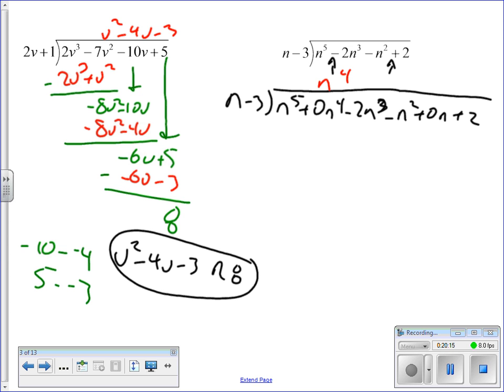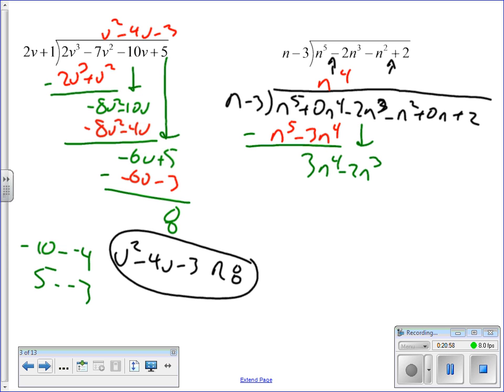Okay? So multiply it. I get n to the fifth minus 3n to the fourth. And then I subtract. N to the fifth minus n to the fifth is gone. 0 n to the fourth minus negative 3 n to the fourth. How many n to the fourths do I have? Minus a negative 3. Minusing a negative, that makes it a positive 3. 3n to the fourth. And then bring down minus 2n cubed.